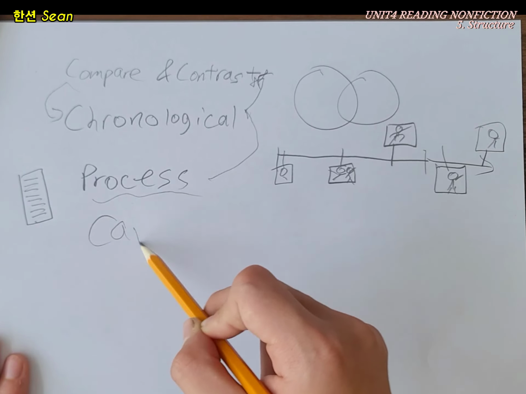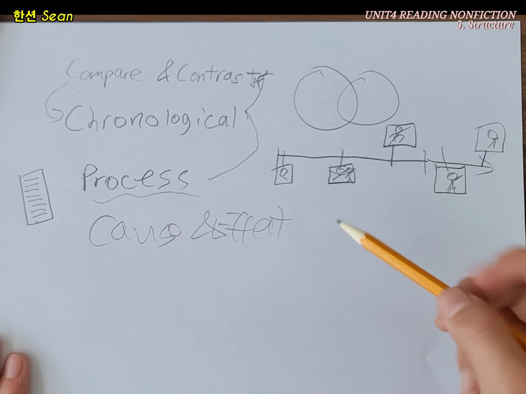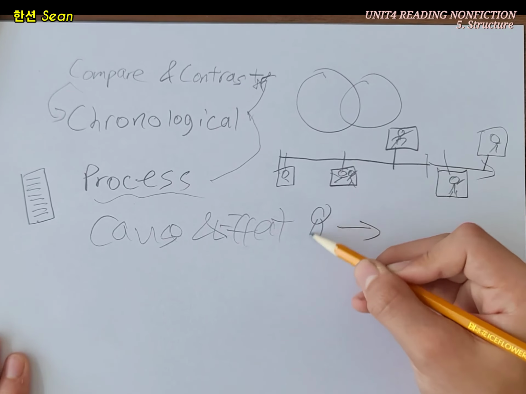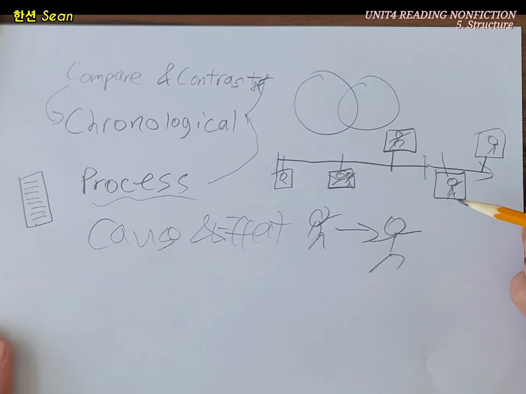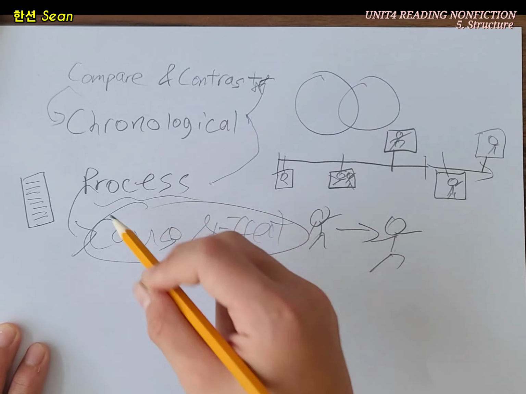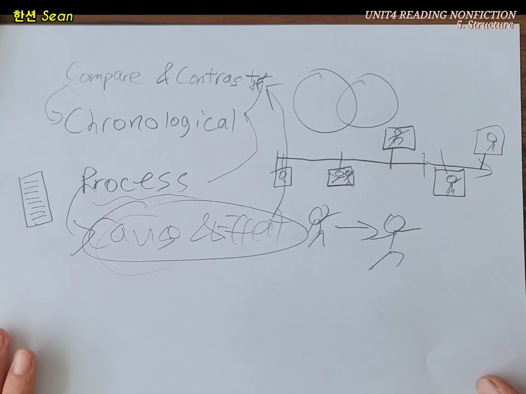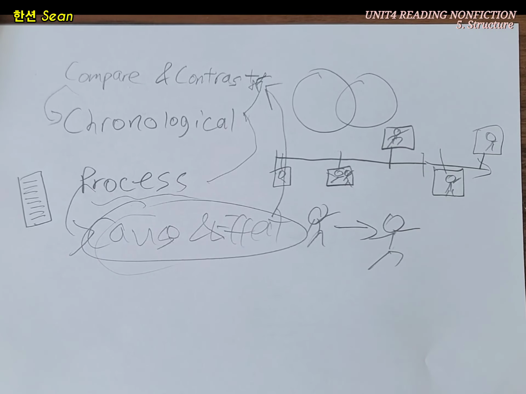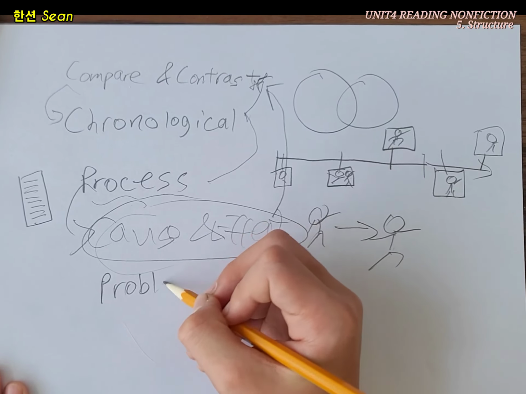Next, you have cause and effect structures. Basically, you're going to have to see what happened, and then what you did, and then what happened afterwards. The process can also include this. Cause and effect can also include compare and contrast sometimes too, but that's a totally different thing. Yeah, it's a totally different thing. Next, you have problem and solution structures.